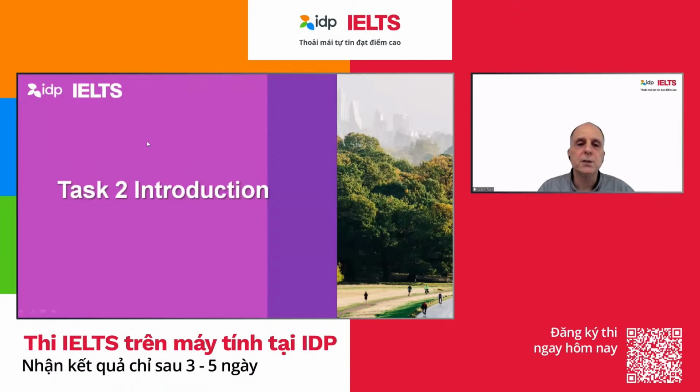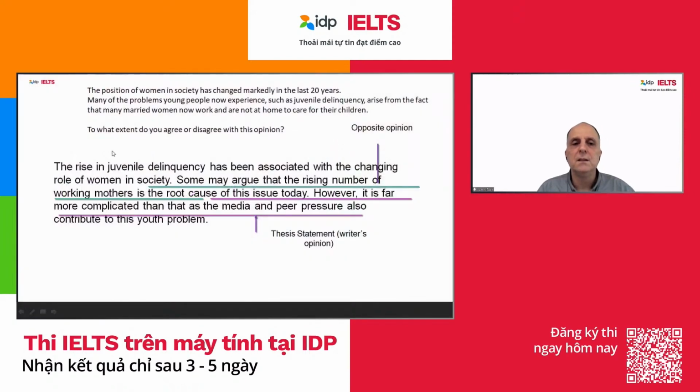So, for the introduction, now remember, you don't have much time to do an introduction. The important part is the thesis statement, the writer's opinion. It's okay to do a preview, but I would recommend it's a bit of a waste of time. So I won't go through the question, but here we get a general statement: the rise in juvenile delinquency has been associated with the changing role of women in society. So we've got the opposing opinion.